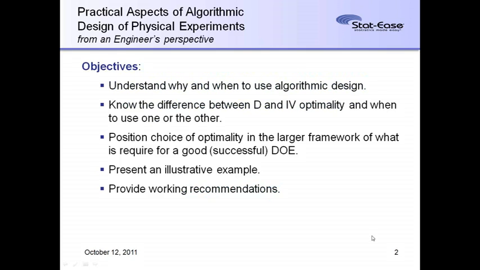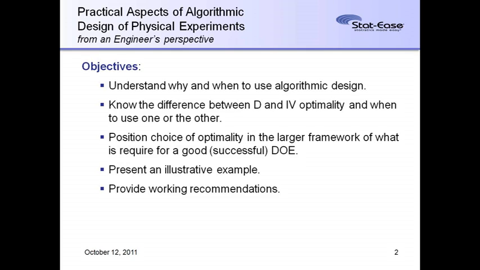And the objectives of my talk is that you understand why you would use algorithmic design and when it's appropriate to use algorithmic design, that you know the differences between the most popular optimalities that are used for algorithmic design, which currently are D or IV. IV is for integrated variance. You'll also see that with just I optimality. I and IV optimality are the same thing. You know what these two are and when you might prefer to use one over the other.